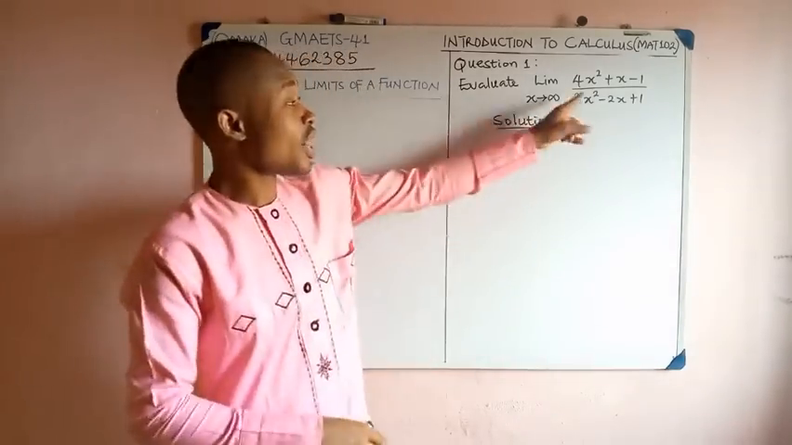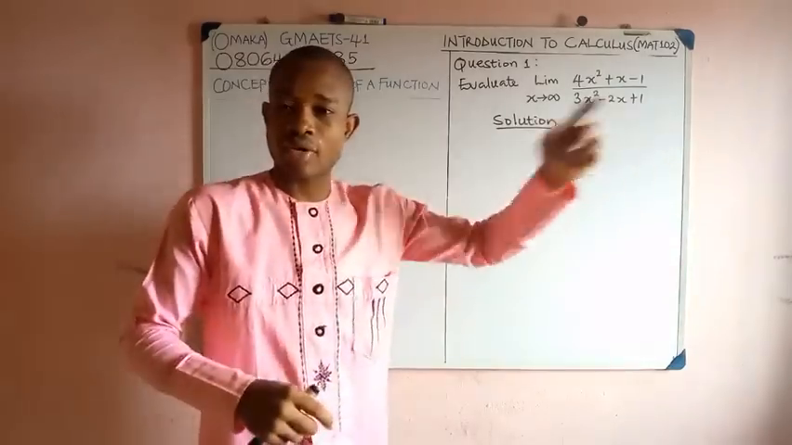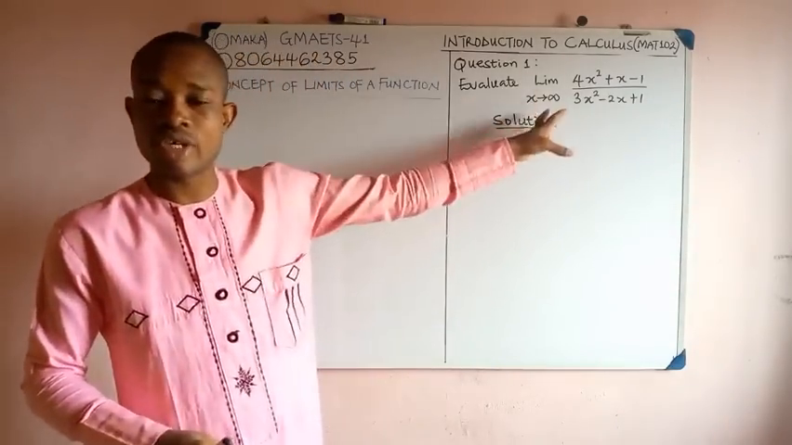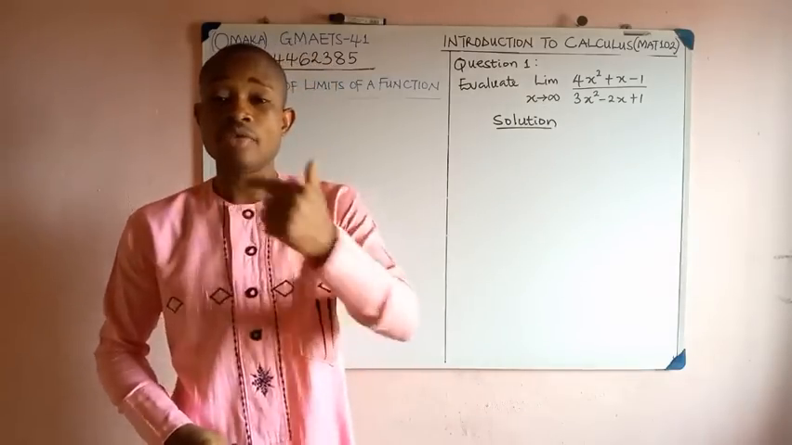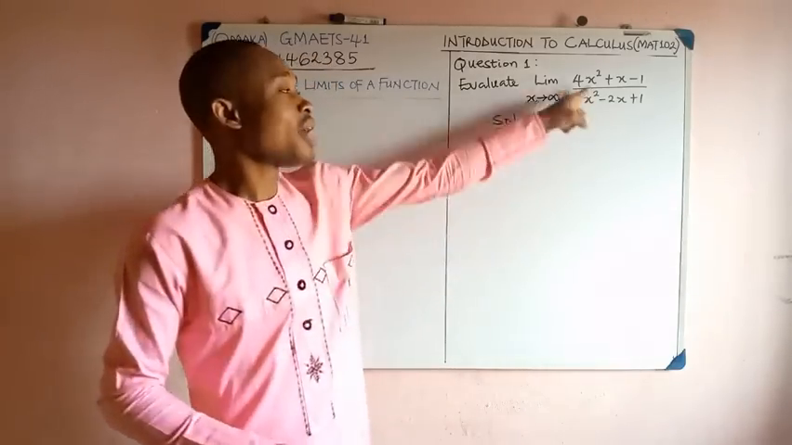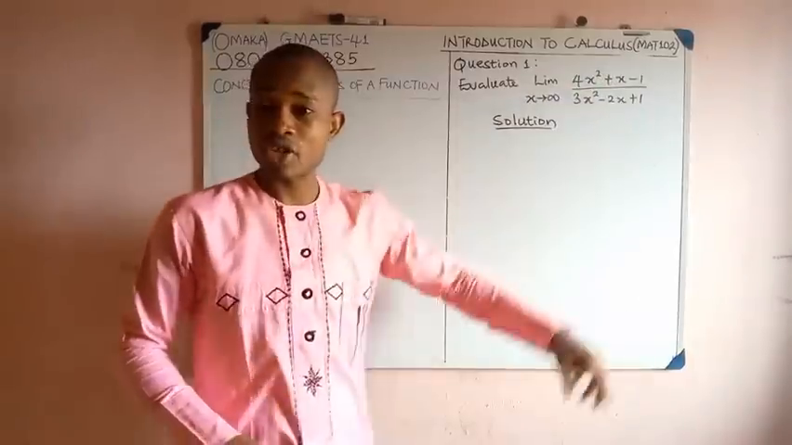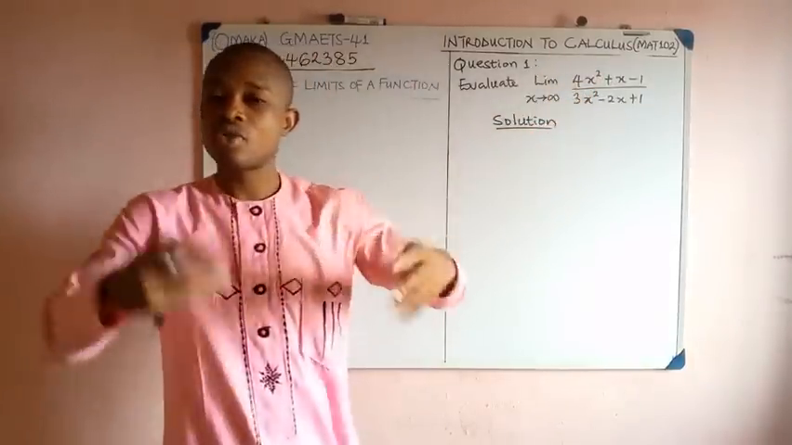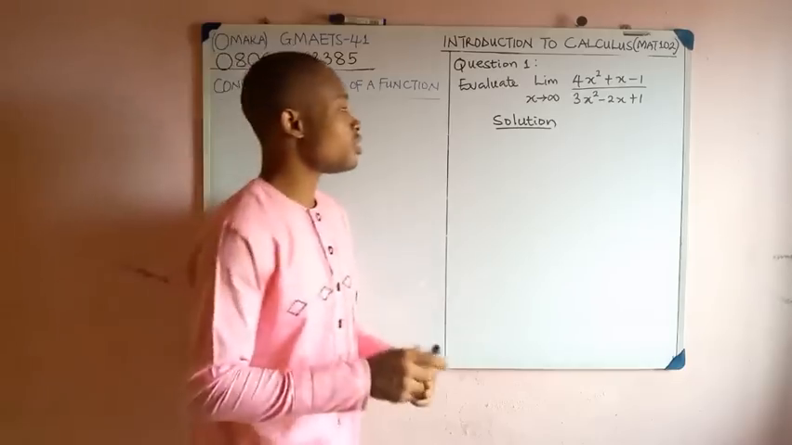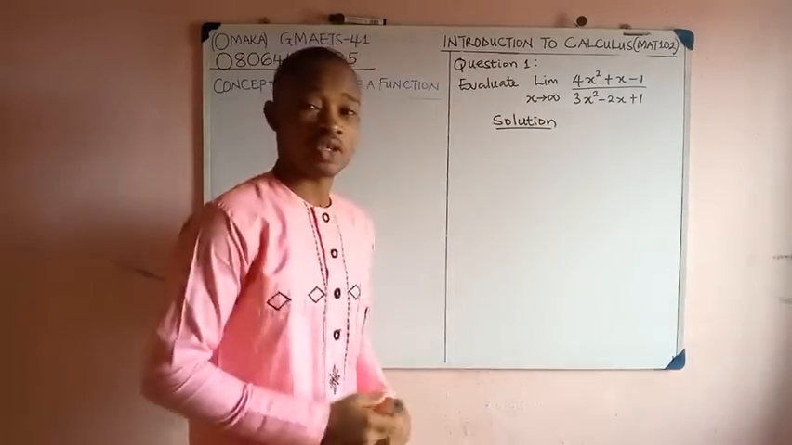You can use the highest degree here, which is x squared, to divide each term in the numerator and in the denominator. You can also use L'Hôpital's rule, where you differentiate as many times as the highest degree of this function. The highest power of x there is 2, so you differentiate 2 times to get the result. Now I'm going to use the dividing procedure first.